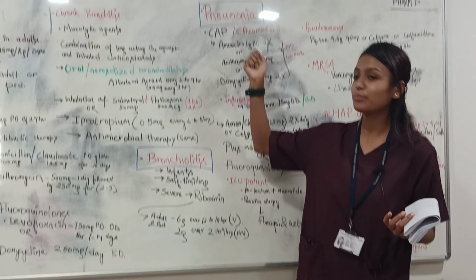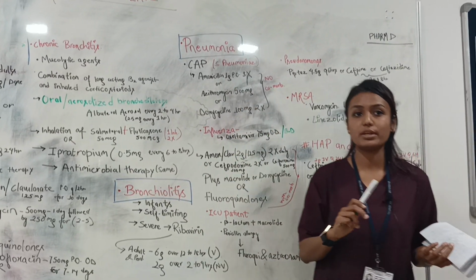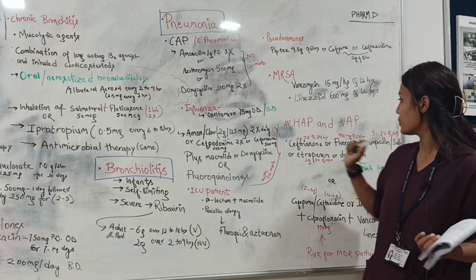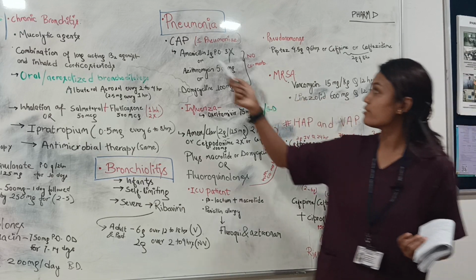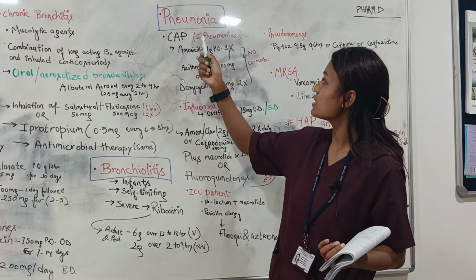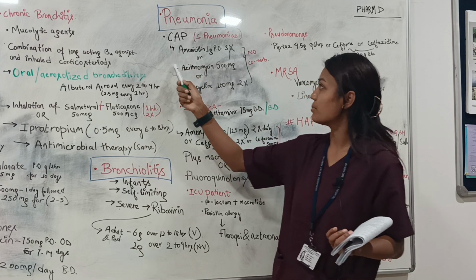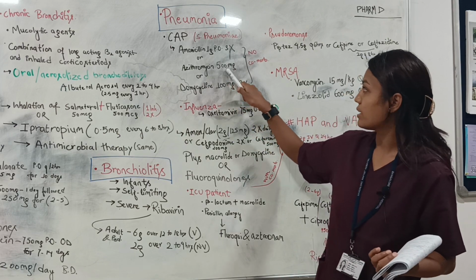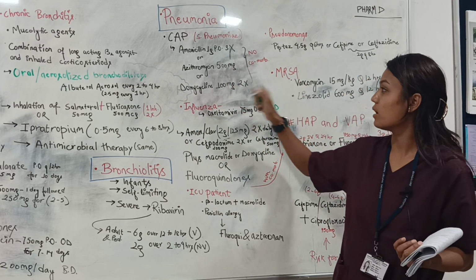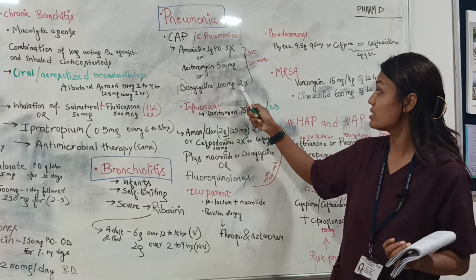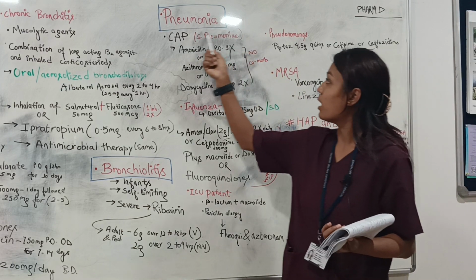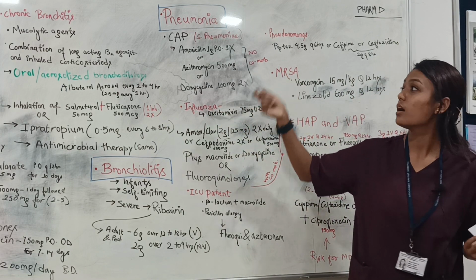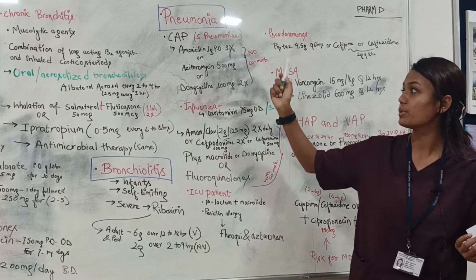So now the next one is pneumonia. We have 3 types of pneumonia: community acquired pneumonia, hospital acquired pneumonia, and ventilator acquired pneumonia. In case of community acquired pneumonia, if the organism is Streptococcus pneumoniae, then we can use these antibiotics: amoxicillin 1 gram per oral 3 times a day, or azithromycin 500 mg followed by 250 mg for 2 to 5 days, or doxycycline 100 mg 2 times a day. This is the treatment guideline if the patient is healthy, that is, if the patient doesn't have any comorbidities, and is only affected with pneumonia.